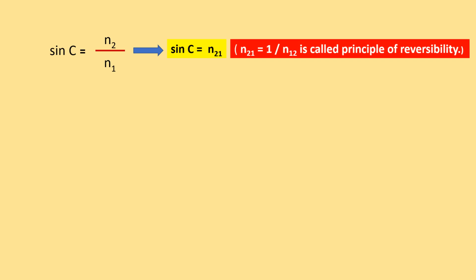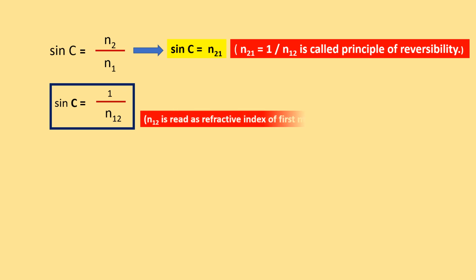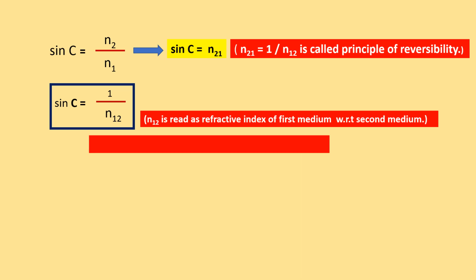n21 can be written as 1 by n12, which is called the principle of reversibility. Finally, sin C is equal to 1 by n12. This is the formula of critical angle. n12 can be read as the refractive index of the first medium with respect to the second medium. Here, first medium means the denser medium. n12 means the refractive index of the denser medium.